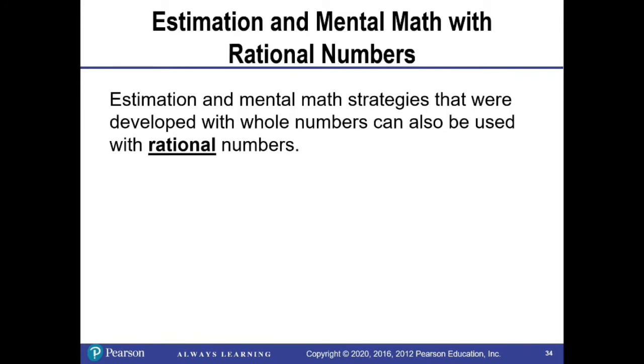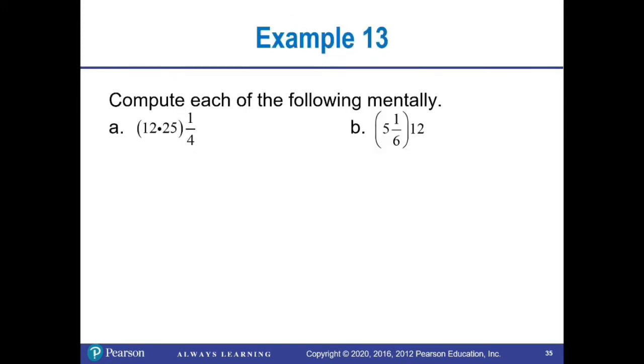When we're trying to estimate or use mental math with rational numbers, we can use some of the same strategies that we talked about with our whole numbers. Example 13 asks us to compute each of the following mentally. Now, I'm going to show the steps. On a show work problem, you would have to show these steps as well, or steps similar to this. But these steps would be done in your head.